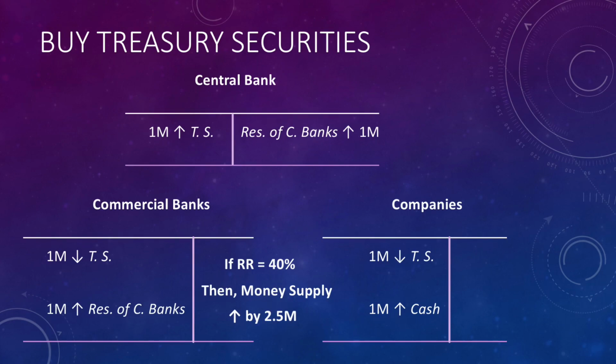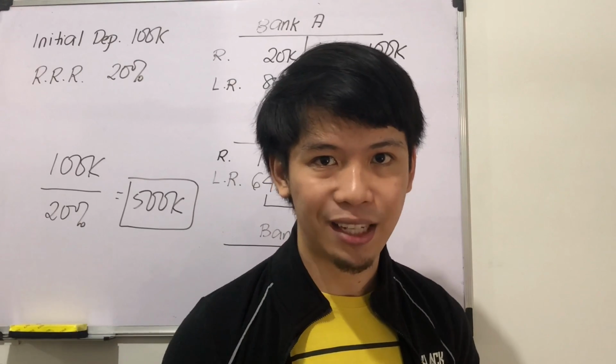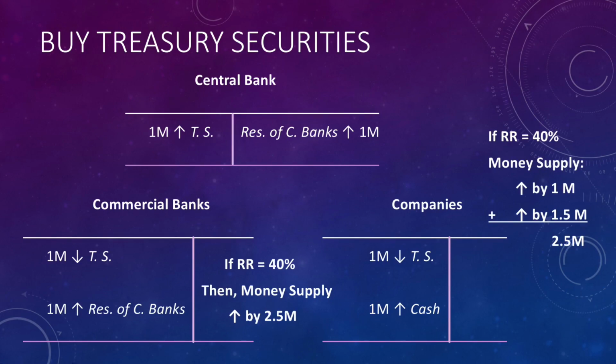If the central bank would buy it from a company, the company's balance sheet will experience a decrease in treasury securities by 1 million and an increase in cash by 1 million. Considering that most cash is deposited in banks, this would pave the way to an increase by 1.5 million in the total cash if we're going to follow this system. As a result, the end product, we will also find a 2.5 million increase in the money supply.